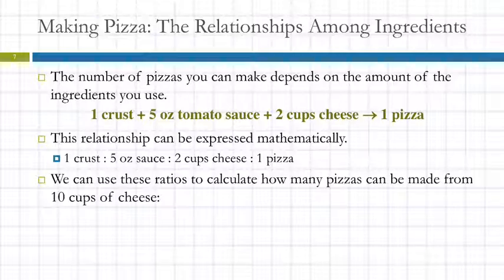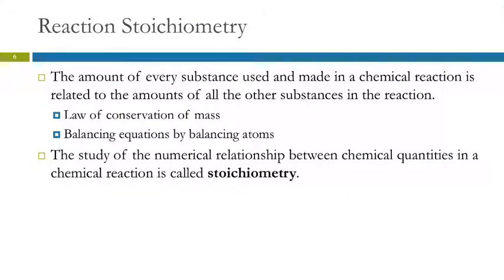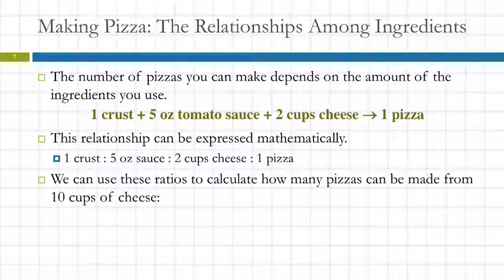So let's switch from combustion of fossil fuels and talk about making pizza. So a recipe is something like a chemical equation. So here's a very simplified recipe. 1 crust plus 5 ounces of tomato sauce plus 2 cups of cheese makes 1 pizza. Okay? And we can express that relation mathematically. I know, we're taking fun pizza, yummy food, and we're making it into math. Yeah. 1 crust to 5 ounces to 2 cups to 1 pizza.